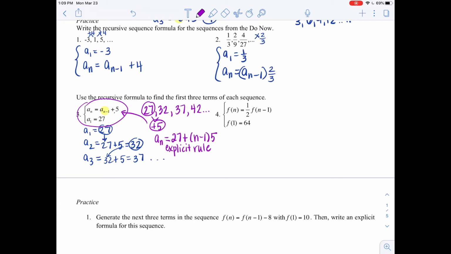Why would you want to turn it into an explicit rule? Well, let's say you were given this recursive formula and you had to find the 100th term. I'm sure you're not going to want to sit here and do plus 5, plus 5, plus 5 100 times. This way, if you make an explicit rule, you can now just go right to plugging in n equals 100, and you'd be able to have the 100th term.